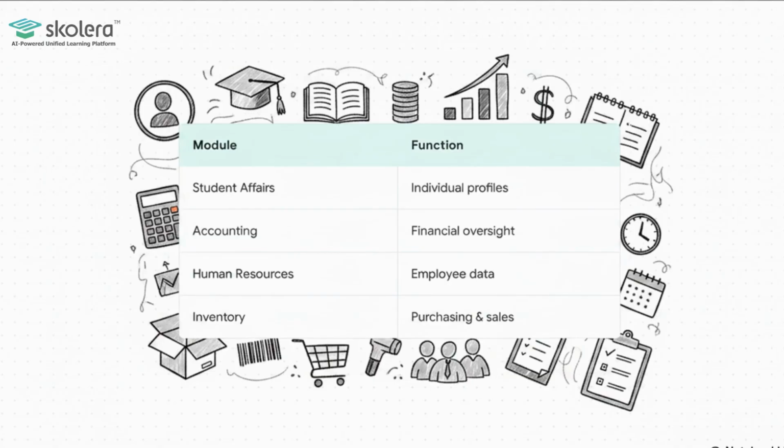Second, Accounting Management provides an integrated program that handles all of the school's financial oversight accurately and efficiently. Third is Human Resources, which is a dedicated module for recording employee data, managing schedules, and tracking staff attendance. And finally, something a lot of people actually overlook is Inventory Management. This module organizes purchasing, tracks sales, and monitors shortages, completely streamlining the operational resources of the entire school.